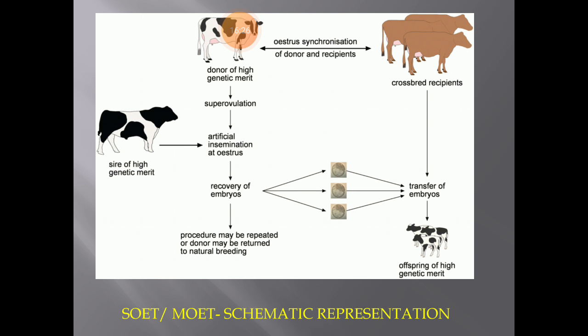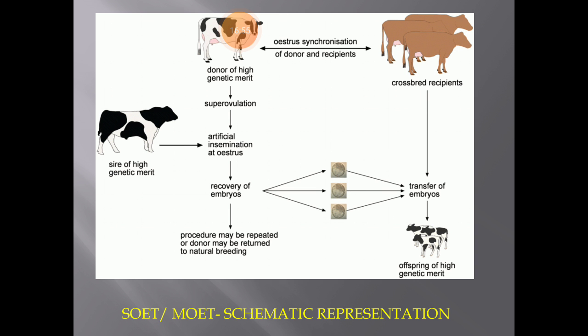And from this superovulated female, once fertilization is over, after 6 to 8 days you can retrieve or recover the embryos. And these embryos can be put into individual foster mothers. So instead of producing one calf, simultaneously you will have 5 to 6 calves. This is what exactly is done.